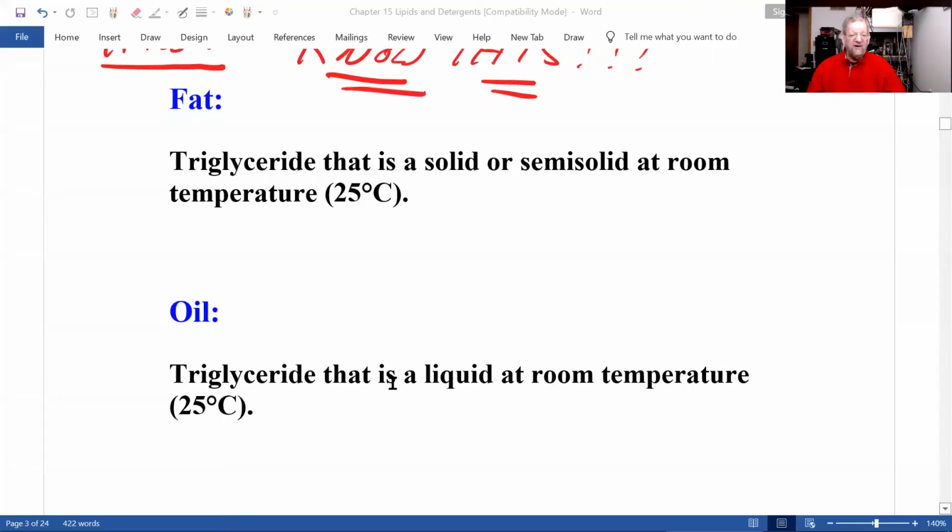Now, what's an oil? An oil is also a triglyceride that is a liquid at room temperature. And therefore, that's an oil. I think most of you have seen either vegetable oil, canola oil, or olive oil. It's a liquid at room temperature. Now, if you put that in your refrigerator or freezer, it will become a solid. You don't have to, but if you did, it would. So oils are liquids at room temperature.